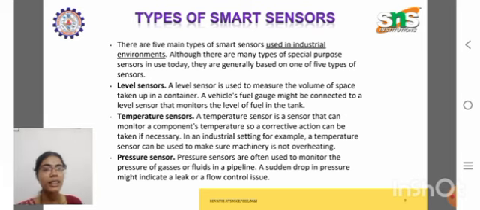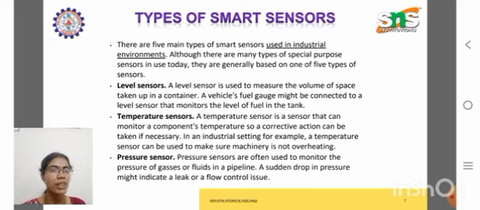Types of smart sensors. There are five main types of smart sensors used in industrial environments. Although there are many types of special purpose sensors in use today, they are generally based on one of five types of sensors. Level sensors. A level sensor is used to measure the volume of space taken up in a container. A vehicle's fuel gauge might be connected to a level sensor that monitors the level of fuel in the tank.